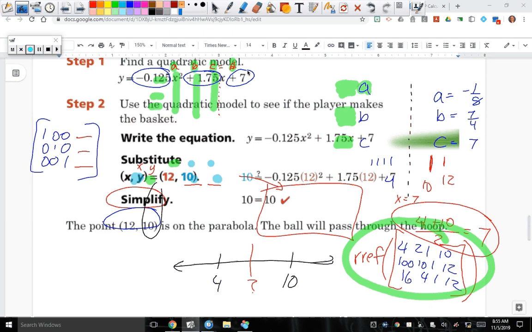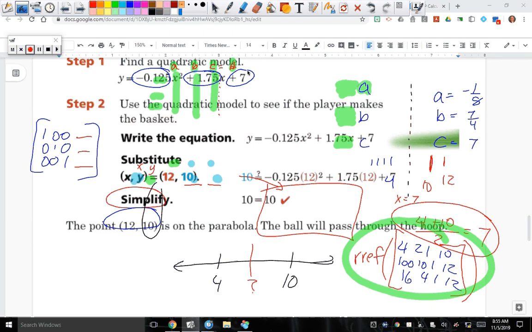You with me? What made it that we solved this with a calculator, compared to the other one that we didn't solve with the calculator, is that the other one had 0, 0. This one we don't have 0, 0. We had 3 distinct points. You with me? Questions?